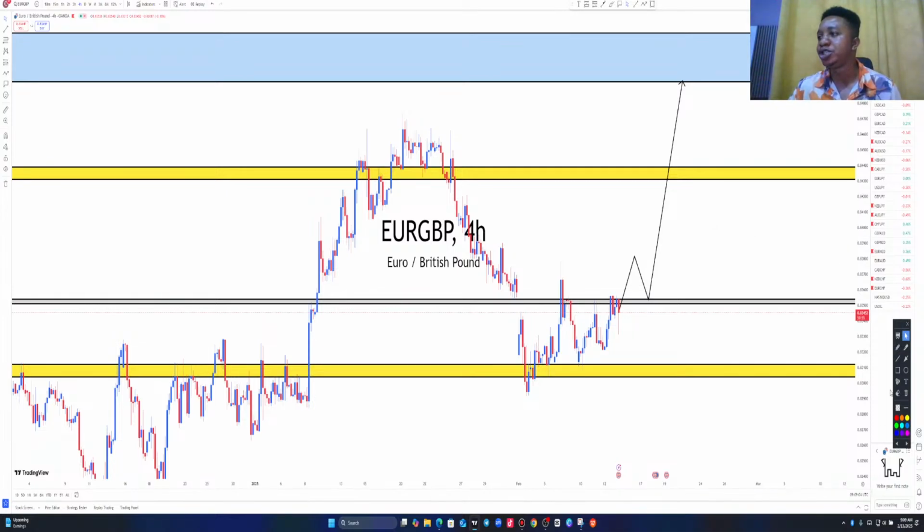Okay, entry comes in after a push above, new high, new higher low, and then we buy all the way to the upside in such a manner. All right, let's go to the next pair.